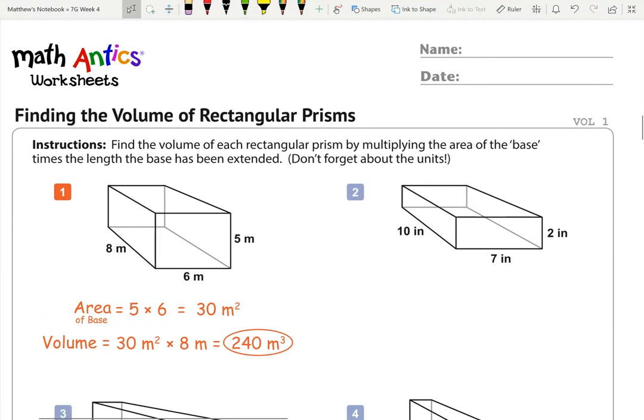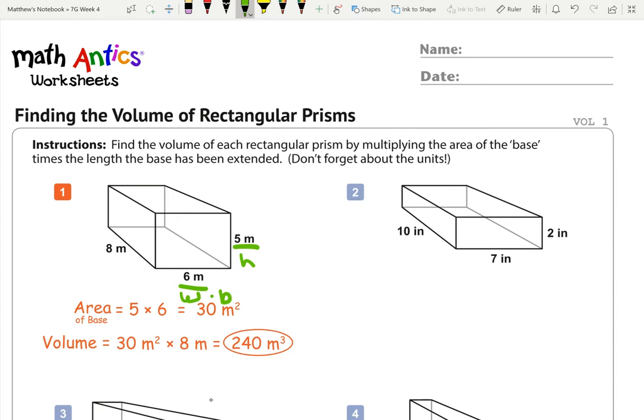All right, so now we're onto the worksheets here. And first we're going to find the volume of rectangular prisms. Well, this is going to be pretty easy because we all know how to find the area of squares and rectangles. All we do is take our width and multiply it by the height. Or you might hear it called the base and multiply it by our height.